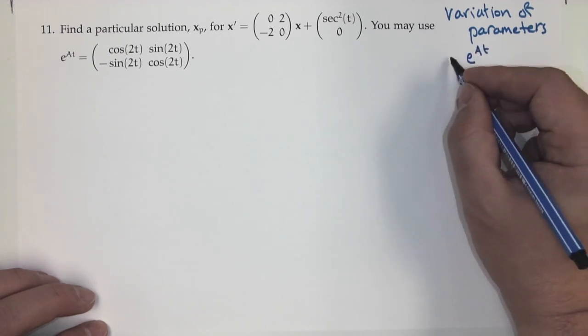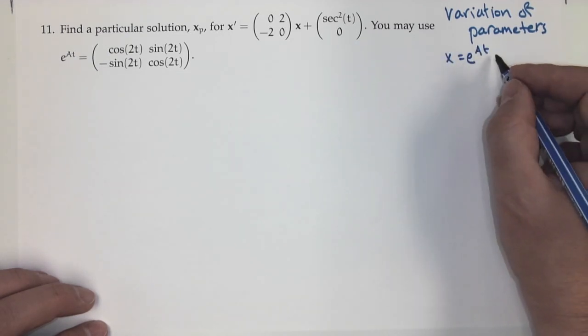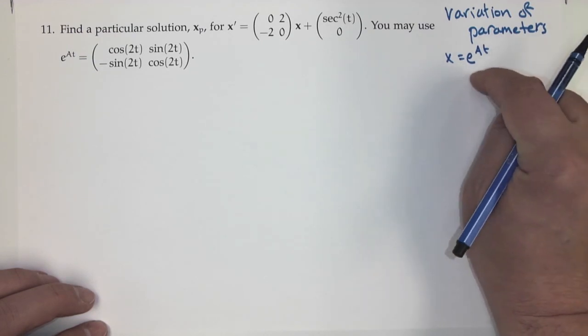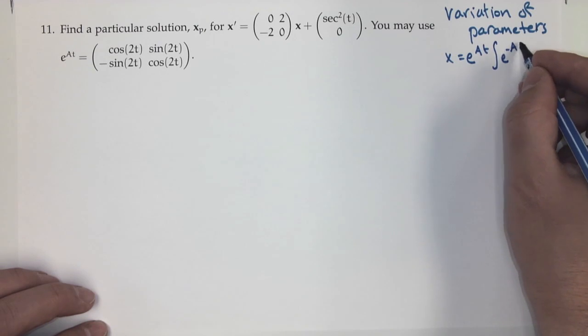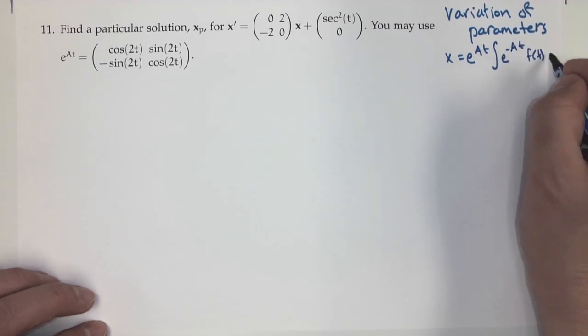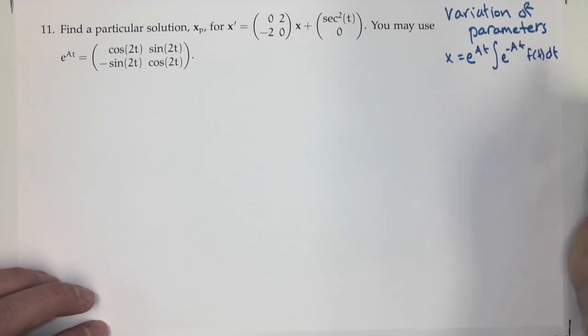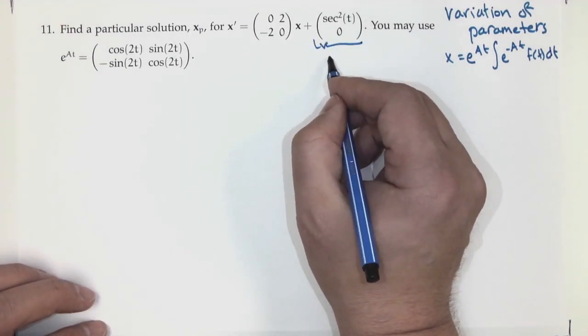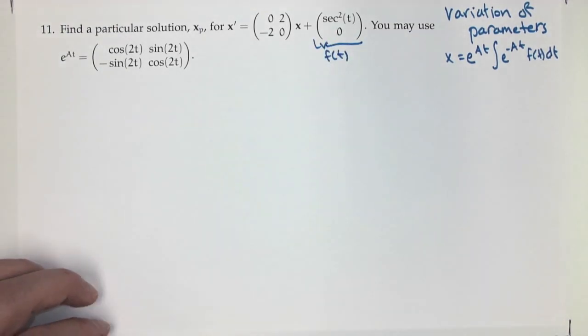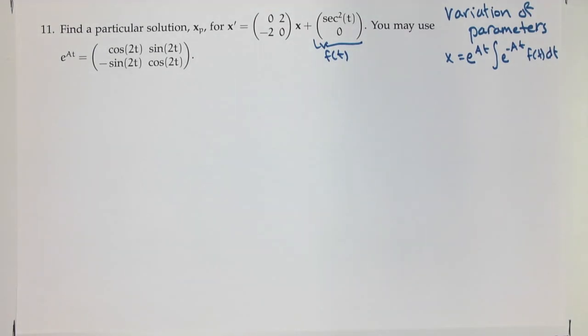So the solution has the form x equals e to the at, which is why e to the at is so cool, integral e to the minus at f of t dt. So that's what variation of parameters boils down to, where this is your f of t. So once you know e to the at and you know f, it's just a matter of very carefully, step by step, unraveling it.